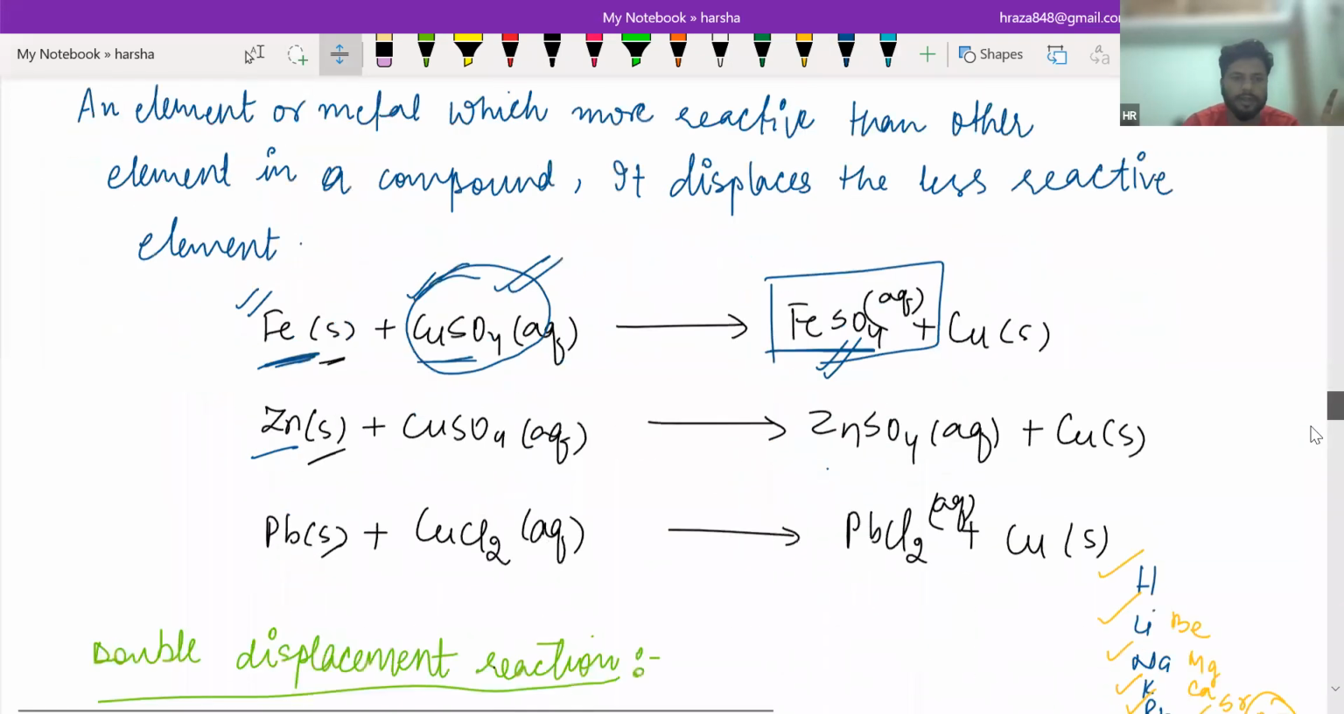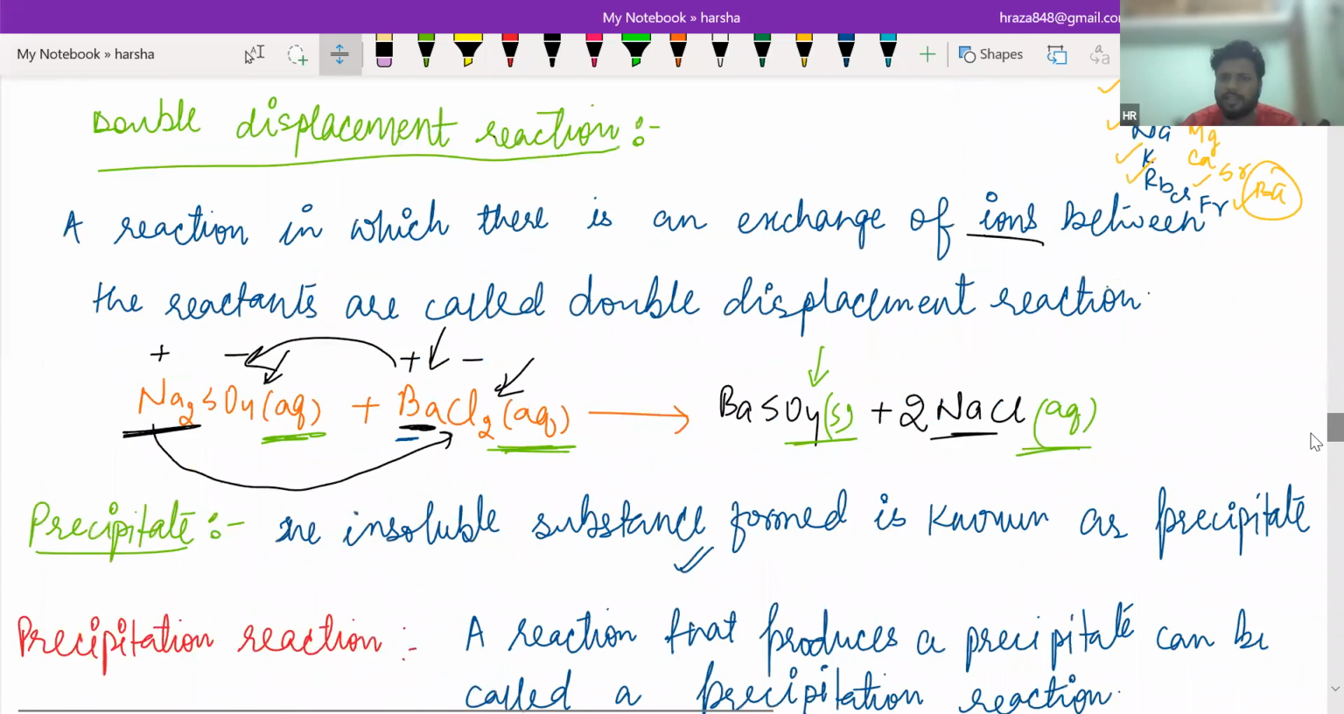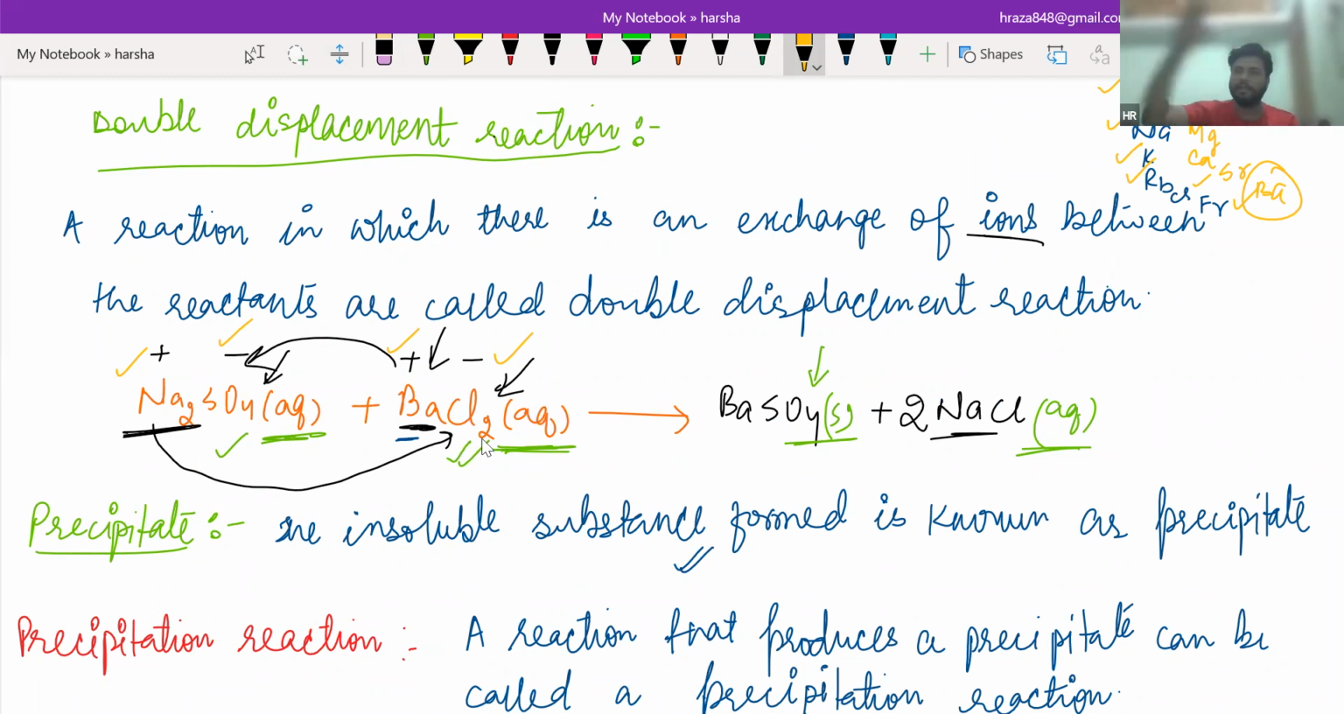Now see, double displacement reaction. What is a double displacement reaction? Basically, here is a salt and here is also a salt. When these reactants combine, there will be an exchange of ions. This is positive, this is negative, this is positive, this is negative. Just add negative to the positive, positive to the negative, and you will get your product. Like Na plus will go to Cl, and it will form the compound NaCl, 1, 1. BaSO4, Ba2 and SO4 2, it will form this. Whenever there is an exchange of ions between reactants, that reaction is called a double displacement reaction.